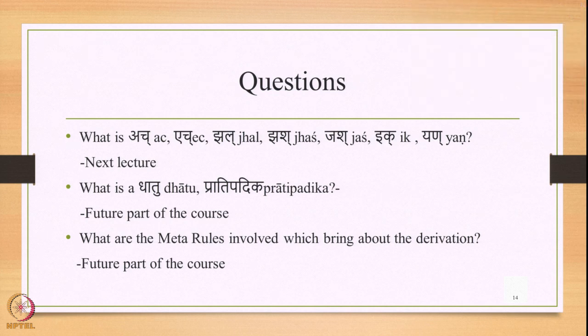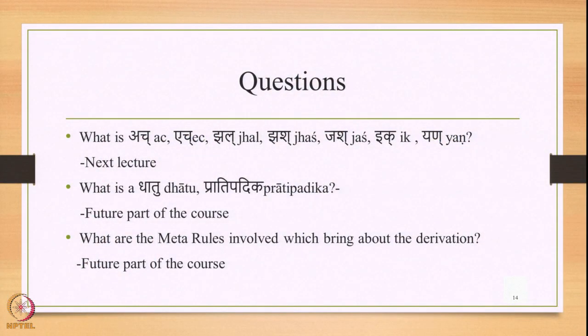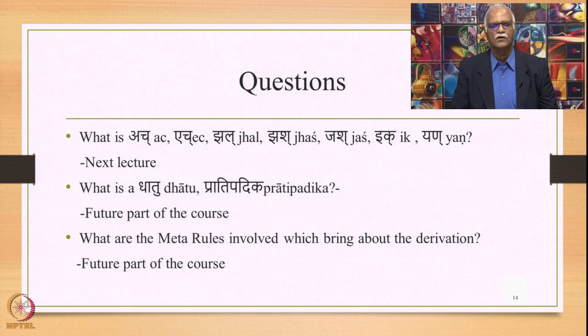These are the technical terms devised by Panini, which are called Pratyahara, and this will be the topic of our next lecture, wherein we see how these terms get formed first of all, and then what they stand for, and then how they are used actually in sutras, and how they cover a huge number of data in the briefest manner possible. Then the next set of questions is, what is a dhatu and what is a pratipadika? These are two very fundamental technical terms which are core to the system of Paninian grammar. Dhatu is a verbal root and pratipadika is the nominal root, and we shall study these two concepts in detail in the future part of this particular course.